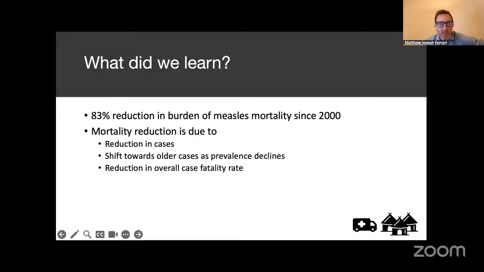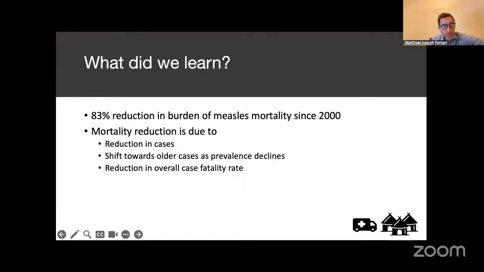And this mortality reduction has been driven in large part by fewer cases because of vaccination. Vaccination has increased dramatically over this time. But also, what we've seen here is a shift in the age of cases to older kids. And this is something that we're going to spend most of the next half hour talking about. But a natural prediction is that as a virus becomes rare, it takes longer on average for a child to encounter it. And so infection tends to occur in older age children as disease prevalence becomes rarer.